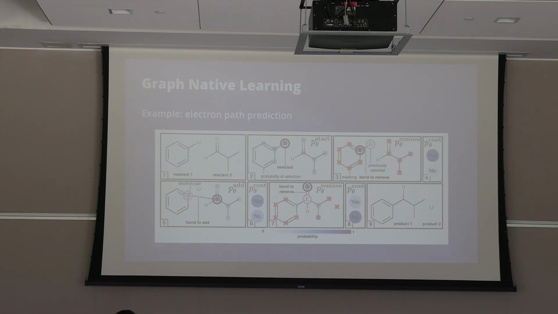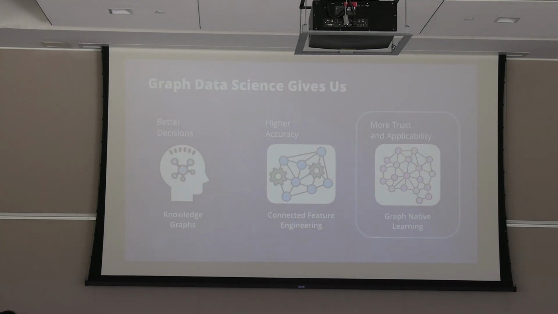So this kind of reduces and eliminates that typical black box of AI where you don't understand why it's giving you that output. You don't understand what your model or what your algorithm is telling you. With this, you understand exactly how it's getting to that point and what steps it took to get there. So graph data science in this area gives you better trust and applicability because now you know what steps it took and how it actually got to that particular point at the end. So that's graph native learning.